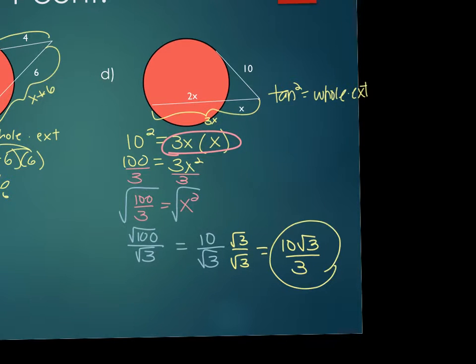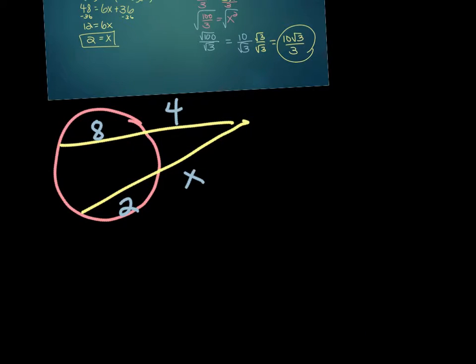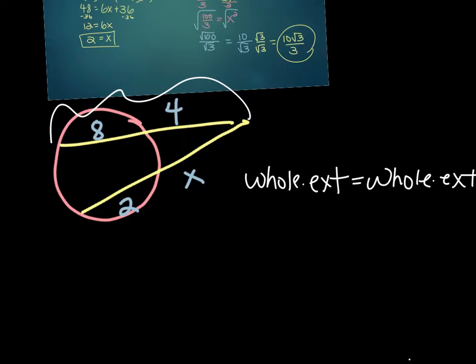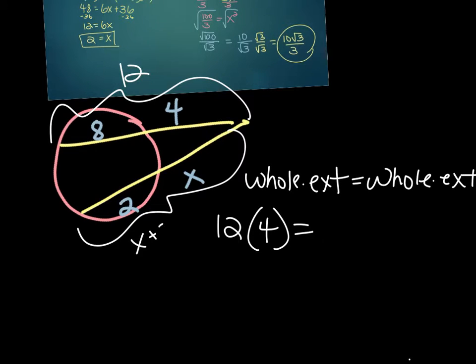All right, let's try this as a team. So first let's do the setup. This is what two types of segments? Two secants, so it's whole times external equals whole times external. So whole on the top, we already did this one, is 12, external part is 4. Whole on the bottom, x plus 2, times the external part, which is x.